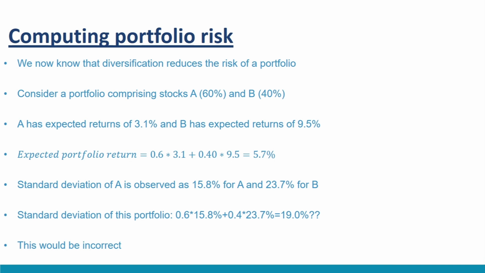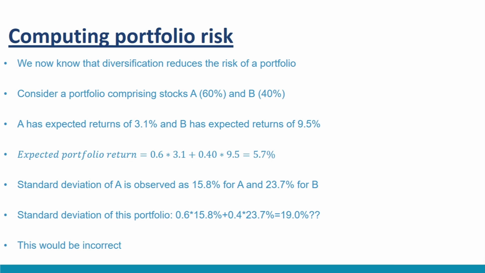We now know that diversification reduces the risk of a portfolio. To develop this understanding, we need to know how the risk of a portfolio depends on the risk of individual shares. Consider a portfolio of stocks comprising stock A with 60% weight and stock B with 40% weight. Also assume that A has expected returns of 3.1% and B has expected returns of 9.5%. The expected returns on this portfolio can be easily computed as shown here. Expected portfolio return equals 0.60 times 3.1 plus 0.40 times 9.5, equal to 5.7%.